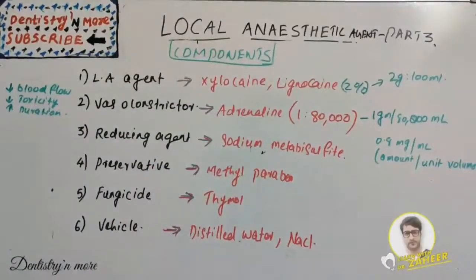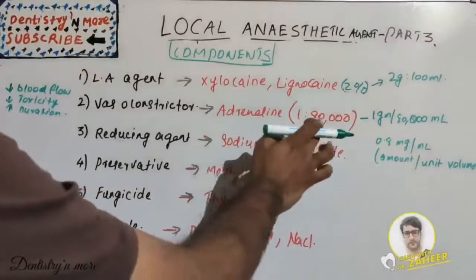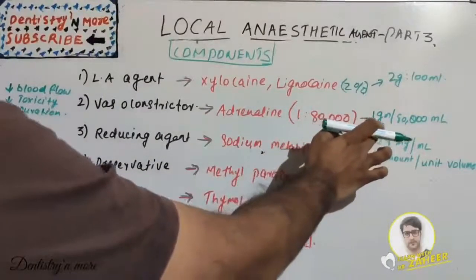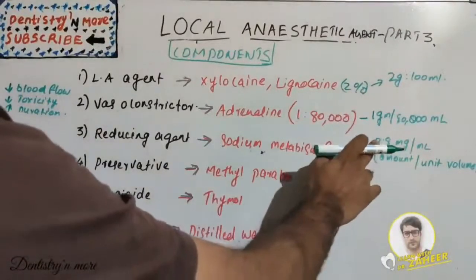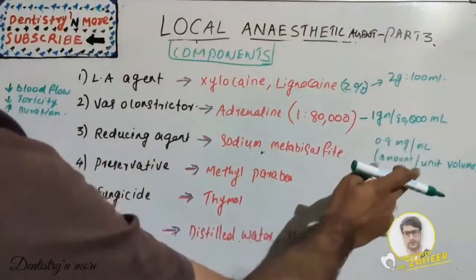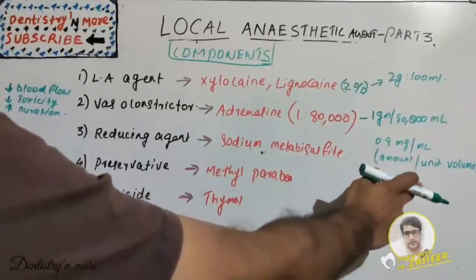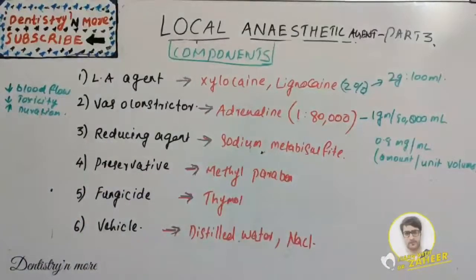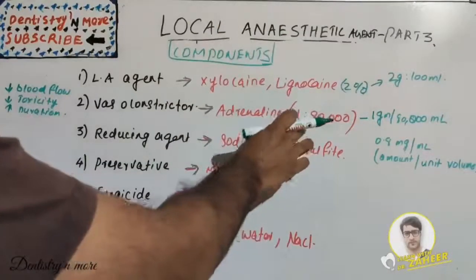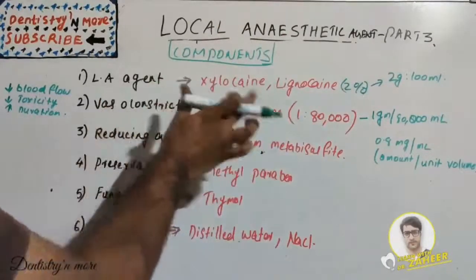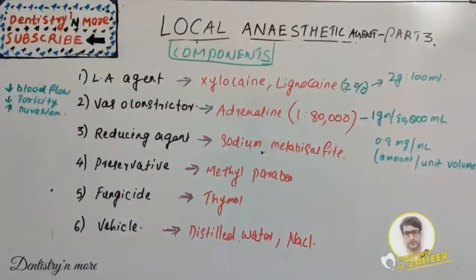And regarding the dilution factor, this is 1:80,000. That means 1 gram per 80,000 milliliters, or we can say 0.0125 milligram per ml, that is the amount per unit volume. Okay, so that is the dilution factor. So that much diluted quantity we are using in the LA agent, that is adrenaline or epinephrine.